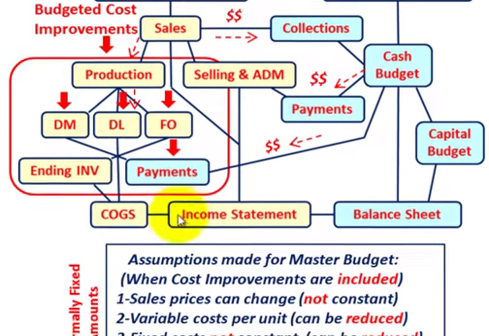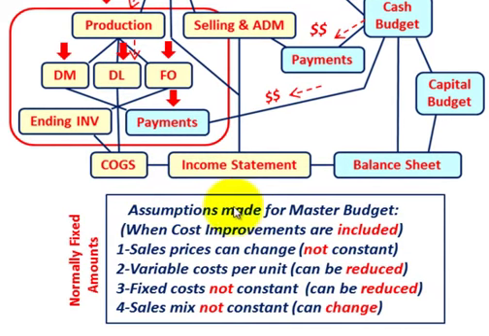The key, when we're dealing with this, is the assumptions that have to be made for the master budget. Normally, these amounts would be fixed for your sales, your variable costs, your fixed costs, and sales mix, and so forth. But when cost improvements are included, your sales prices can change. They don't have to be constant. Your variable costs on a per unit basis can be reduced, and you're also looking to reduce your fixed costs. They're not constant. They can be reduced. And your sales mix is not constant. That can change. So with the master budget, those are what we're going to be looking at.